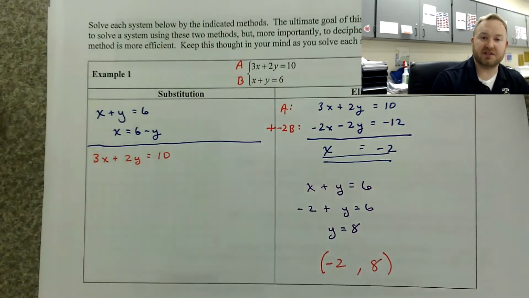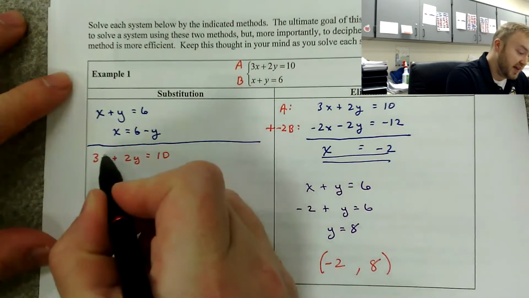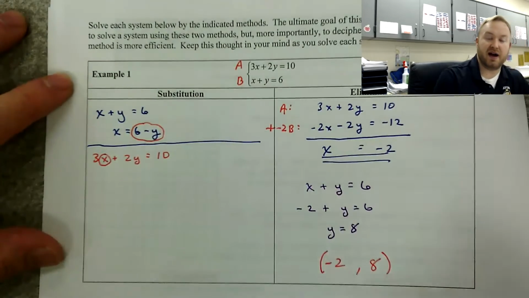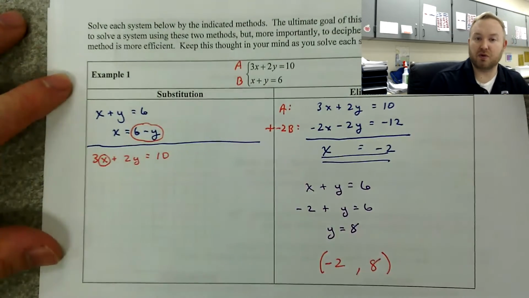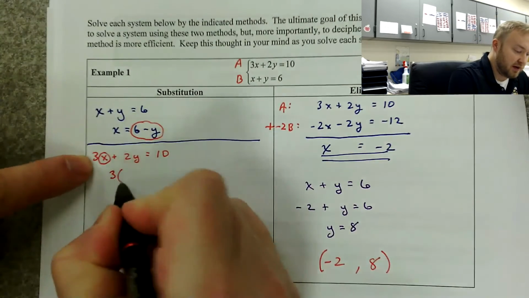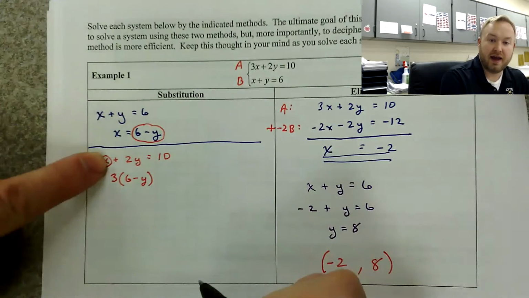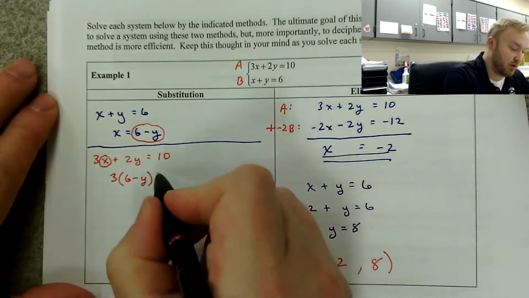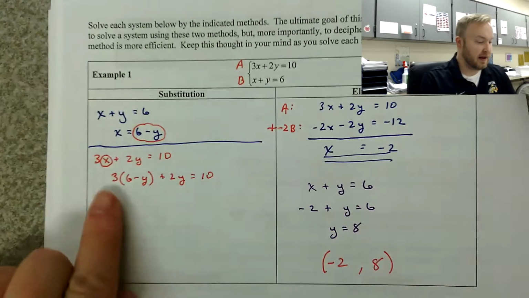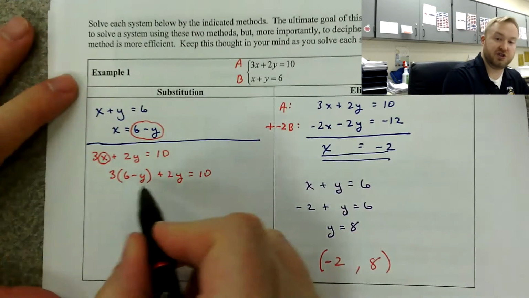And I'm going to make a substitution. I'm going to substitute this x with 6 minus y, because I know 6 minus y is equal to x. So now this 3x becomes 3 times (6 minus y). And I'm going to recopy the rest of that equation. Plus 2y equals 10.